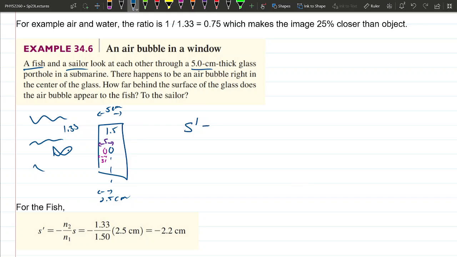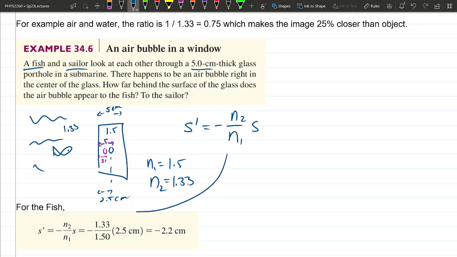That's going to equal the ratio of the index of refraction. So the light is coming, right? The source of the light is actually coming from the glass, so that should be called N1, right? N1 equals 1.5, and then N2 is where it exits and goes into a different medium. That's 1.33, okay? So N2 over N1 times S, right?